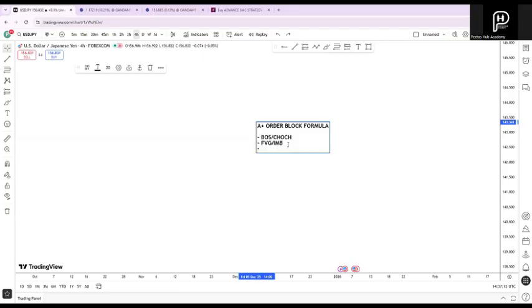What I want to see is that I hope my order block is unmitigated, meaning that I hope my order block is fresh. That's what I want to see.